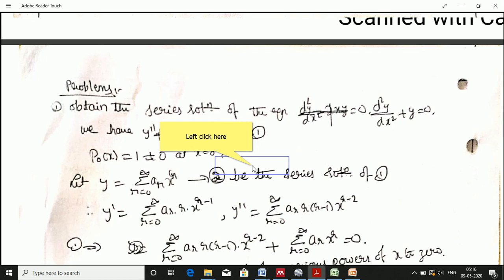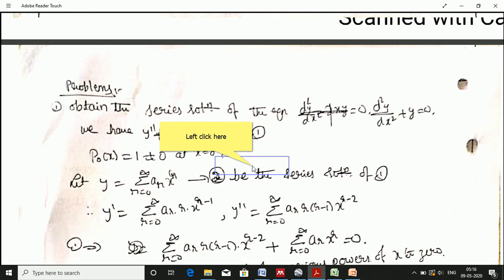Assume the series solution of equation 1 in the form y = sigma r = 0 to infinity a_r x^r. Call it equation 2. And differentiate equation 2 with respect to x. y differentiation is dy/dx or y' = sigma r = 0 to infinity a_r, the constant, times r x^(r-1). Again differentiate with respect to x. y'' = sigma r = 0 to infinity r, a_r constant, times (r-1) x^(r-2).